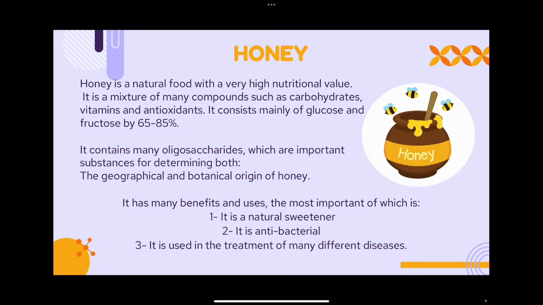And it also contains vitamins such as vitamins B and vitamin C. And it has many benefits and uses. For example, it's considered as a neutral sweetener, and it's used as antibacterial, and it's used for treatment of many diseases.